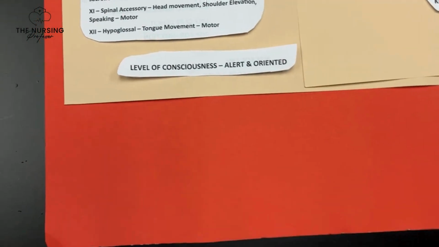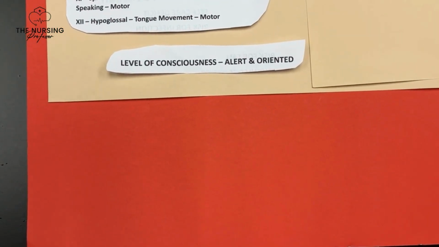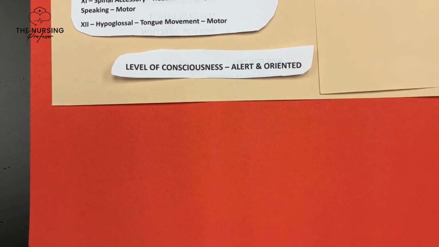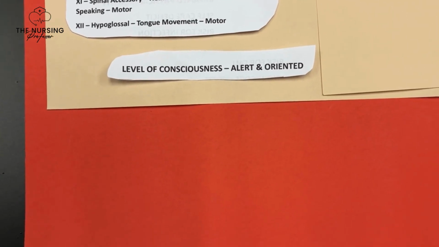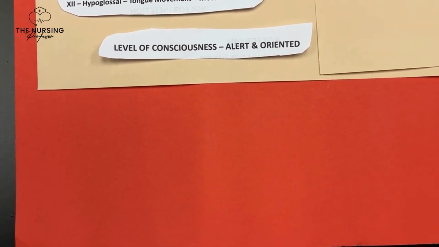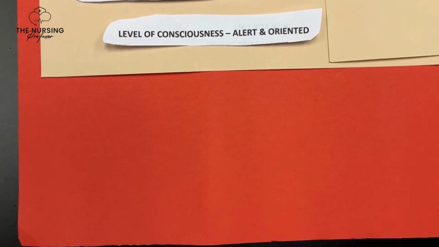The last type of assessment we look at is level of consciousness, and this one you're probably most familiar with because we ask a person a series of questions to assess whether or not they are alert and oriented.